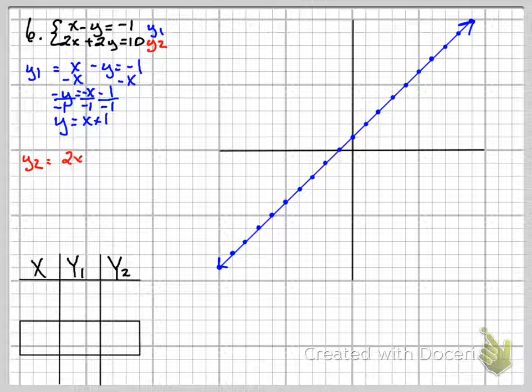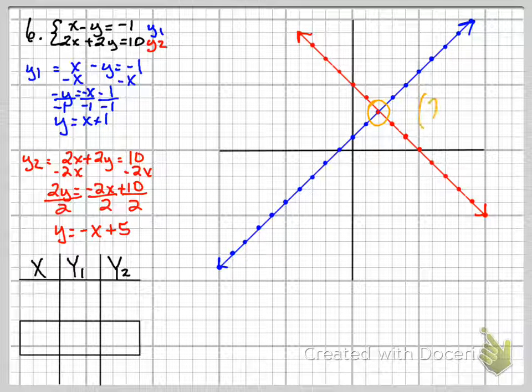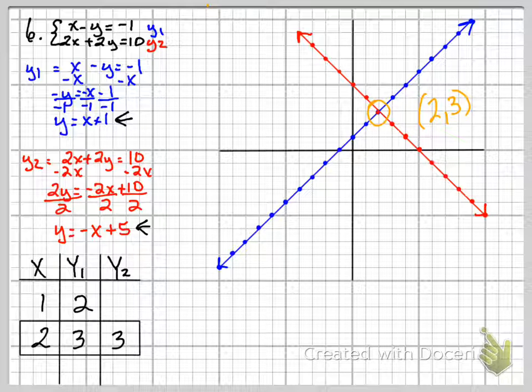Y2, 2x plus 2y equals 10. Subtract my 2x. 2y is negative 2x plus 10. Divide by 2. Y is negative x plus 5. So graph that out. Find my intersection at 2, 3. Put my equations into my calculator and look at my table. 2, 3 is my answer, and I show my numbers above and below to show my work.